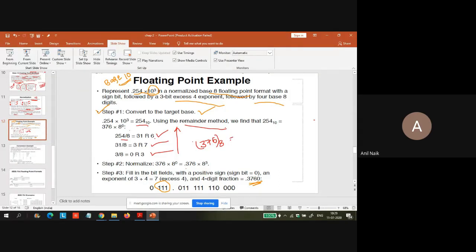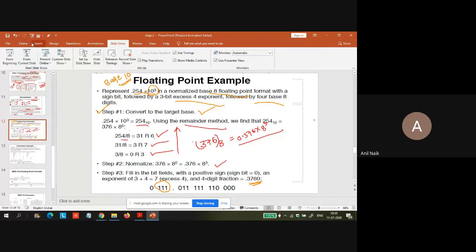So how do you represent it in the floating point format? 0.376 into base 8, so 8 raised to 3. Okay. So this is the normalization. Normalization means we have shifted the decimal point to the left. Okay. So that is your second step.